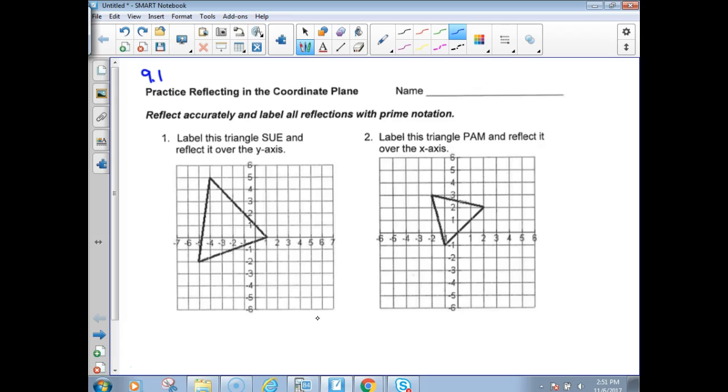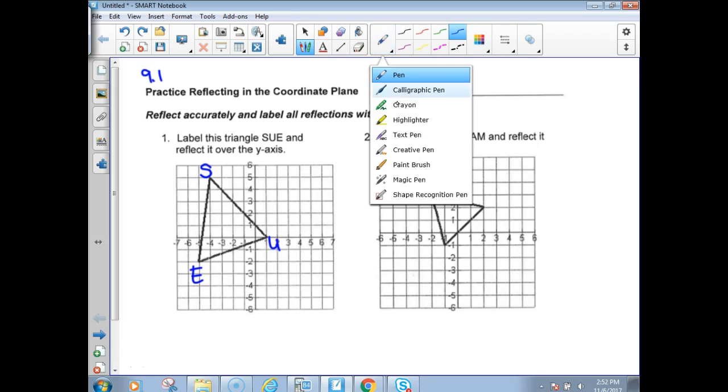So we'll actually go over that tomorrow, and we're also going to do some composition and reflections and maybe have something to finish from today. So today, right now, we're just really reviewing. We're going to reflect triangle Sue, but we got to label it first. She needs her labels, S-U-E.